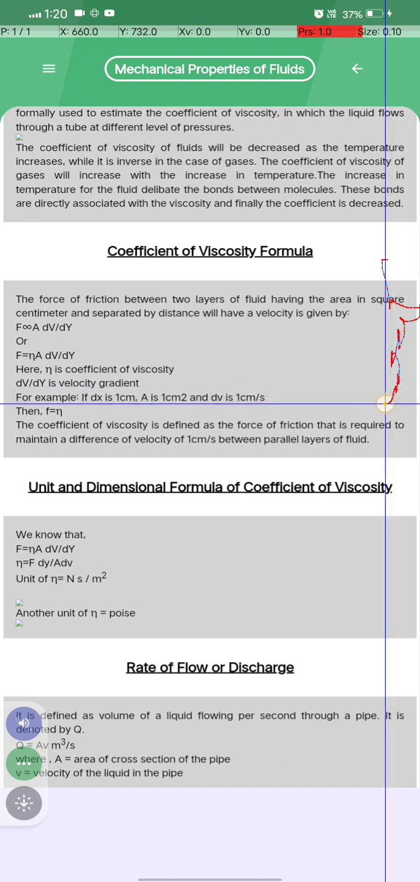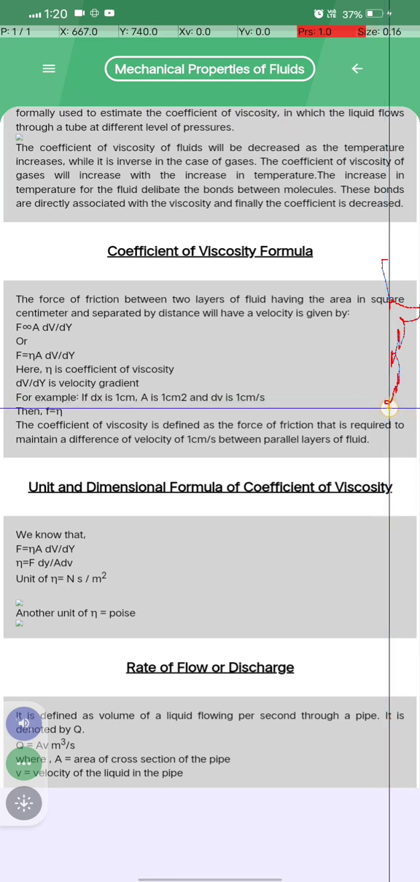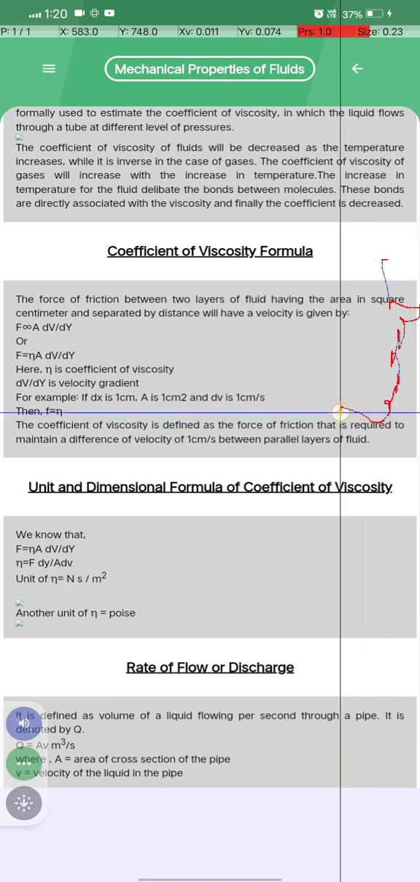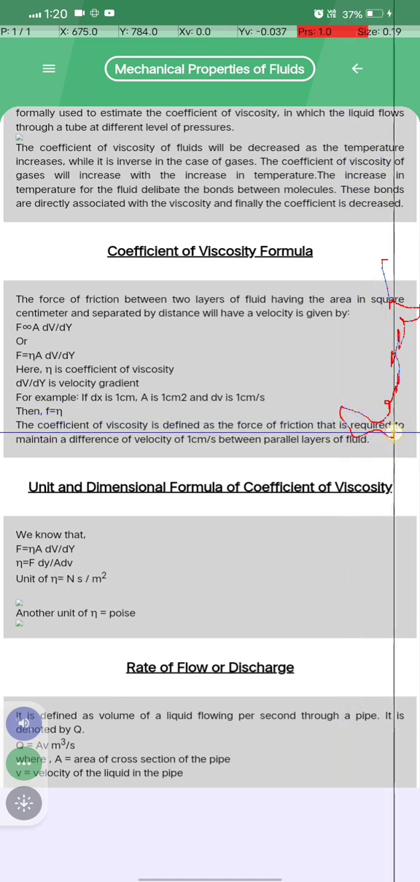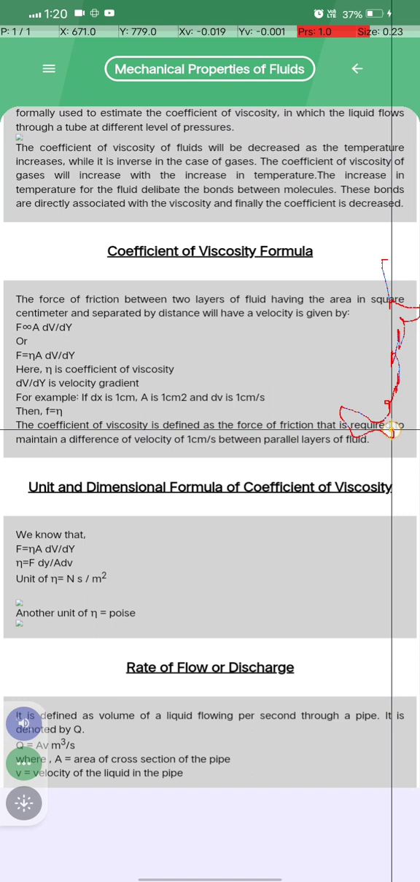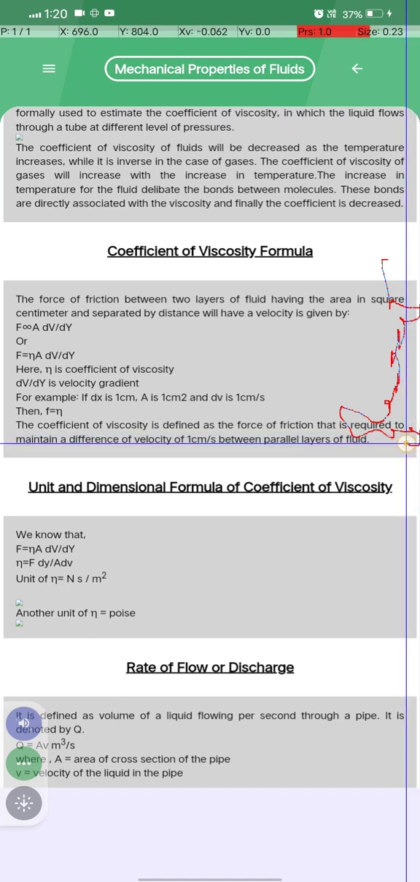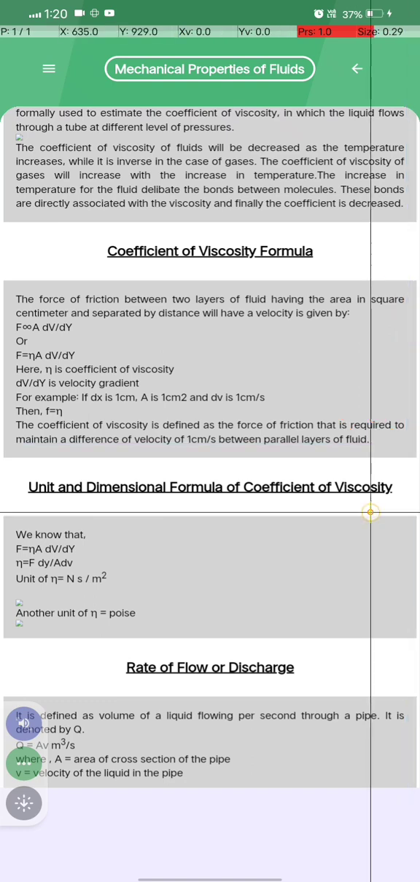For example, if dy is 1 centimeter, A is 1 centimeter square and dv is 1 centimeter per second, then F is equal to η. The coefficient of viscosity is defined as the force of friction that is required to maintain a difference of velocity of 1 centimeter per second between the parallel layers of the fluid.